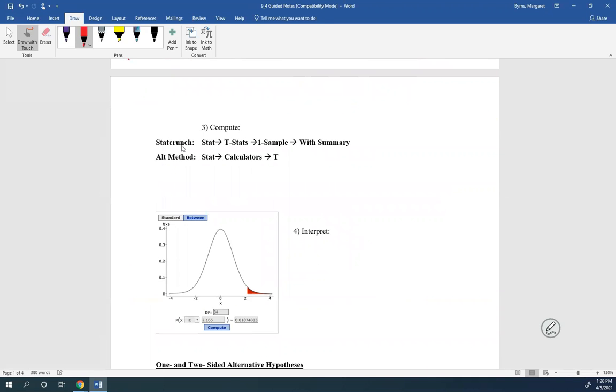All right. Compute would be the StatCrunch part. Now there are two ways you can do this in StatCrunch, and I'll show you this because I'm using the computer in the classroom, so I have access to StatCrunch here. The first way is to go to the T-Stats menu. The second way is to use the calculator and use a T-distribution calculator, which is what I have a screenshot for here. I'll show you both ways in StatCrunch so you can see the difference.